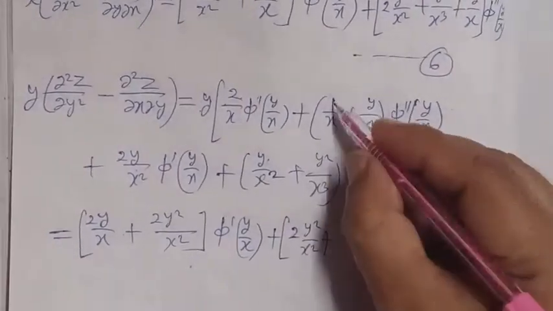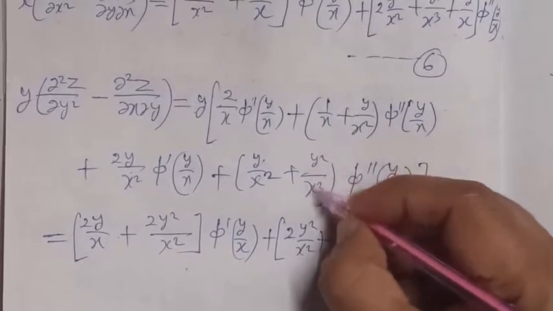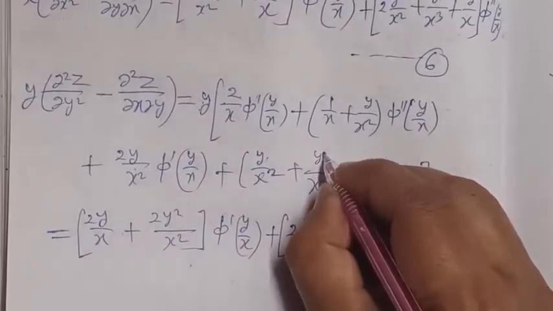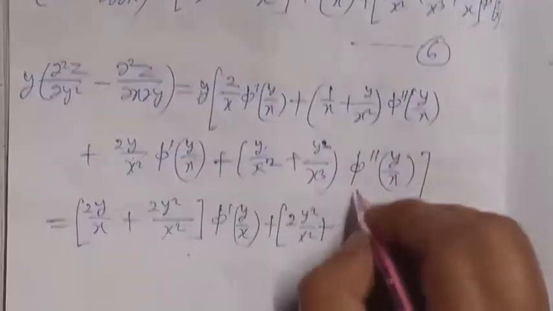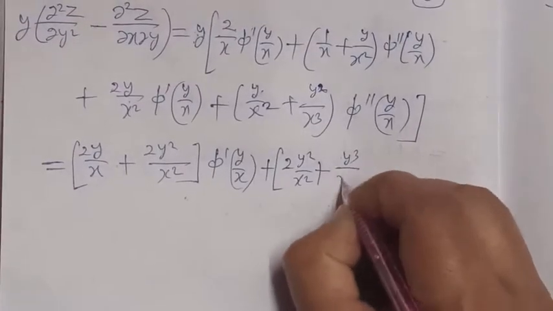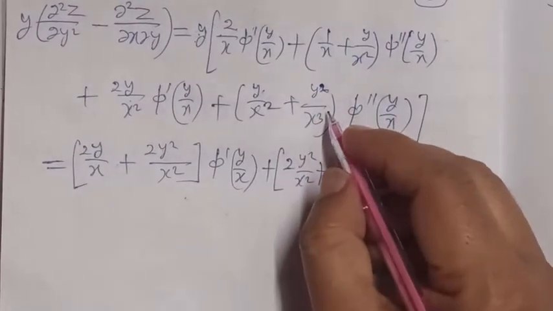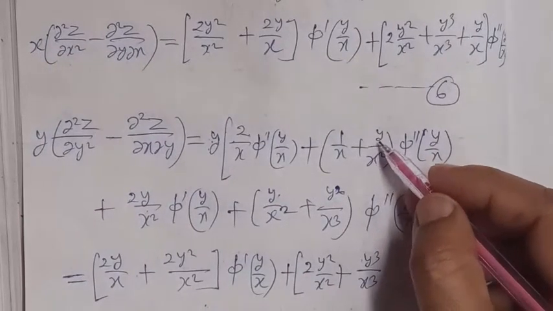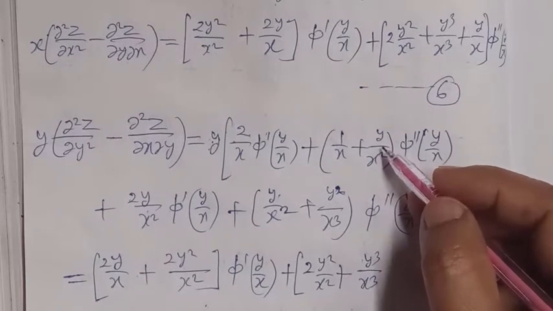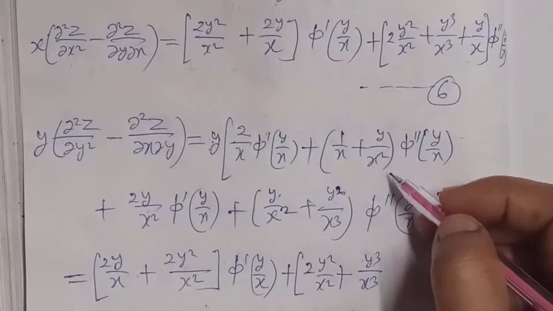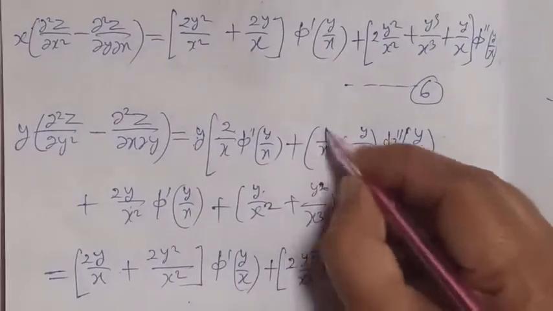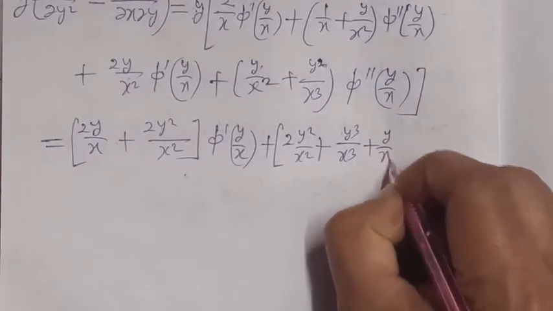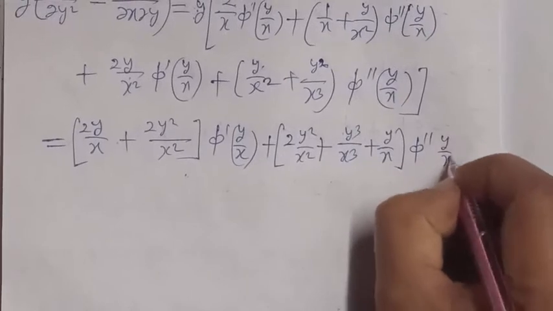Now we have to write these two terms that we have left here. So I write first this term: on multiplying y, this power y square becomes y cube. So I write here y cube upon x cube. And now I multiply y here, sorry, and we get y upon x, which is the coefficient of φ double dash y upon x.